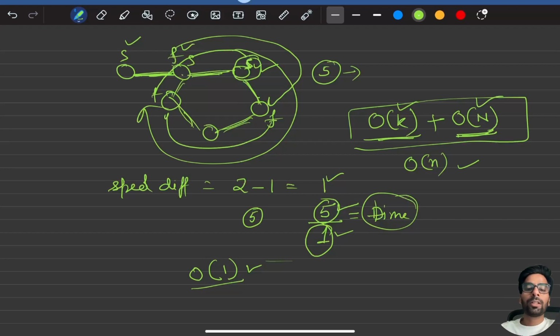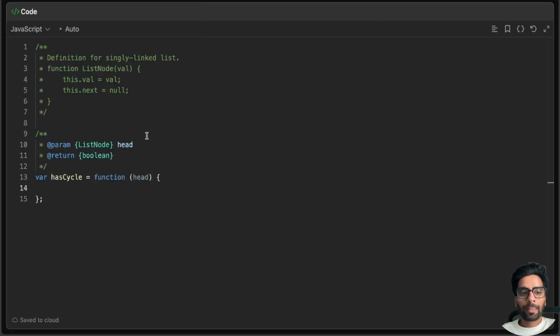So let's code this up and see how it works. We'll create 2 pointers: slow, and we'll give it the head value because it has to start from head. Fast will be head of next. There might be an edge case that the head itself is null. If it is null, then we can return head, we don't have to do anything. So now slow is at head and fast is at the next position.